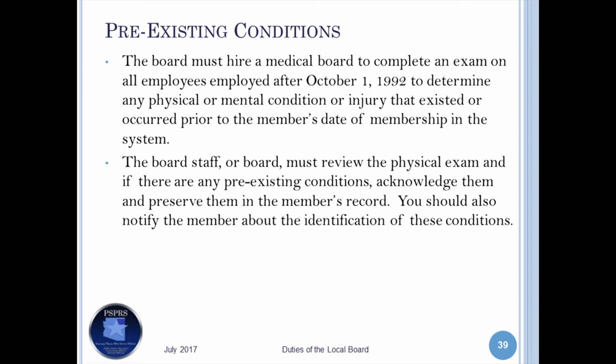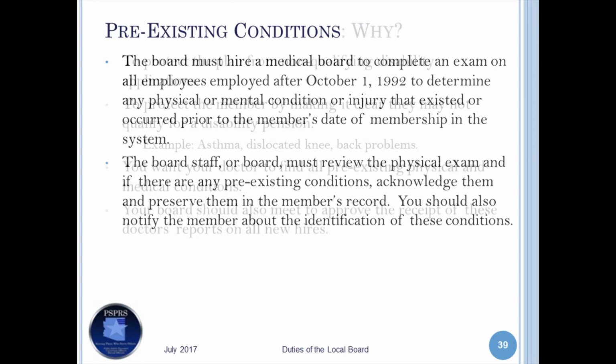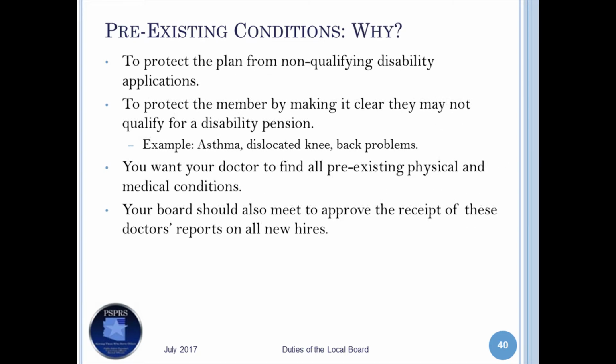You send them a letter stating, hey, we know that you got hurt with your knee in your football injury. You cannot apply for a disability based off your knee injury from football when you're in high school, whatever you want to put on the agenda. Okay? But if you don't notify the member, it's pretty hard to come back and say, hey, he can't make application for that. Pre-existing conditions protect the plan from any non-qualifying disability application. In other words, you're not opening the employer's checkbook to let everybody out on a disability. That's why you do a pre-existing exam.